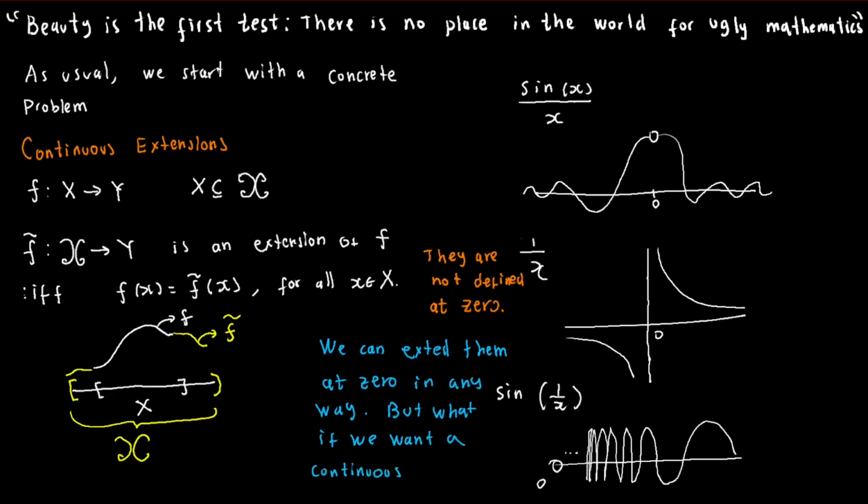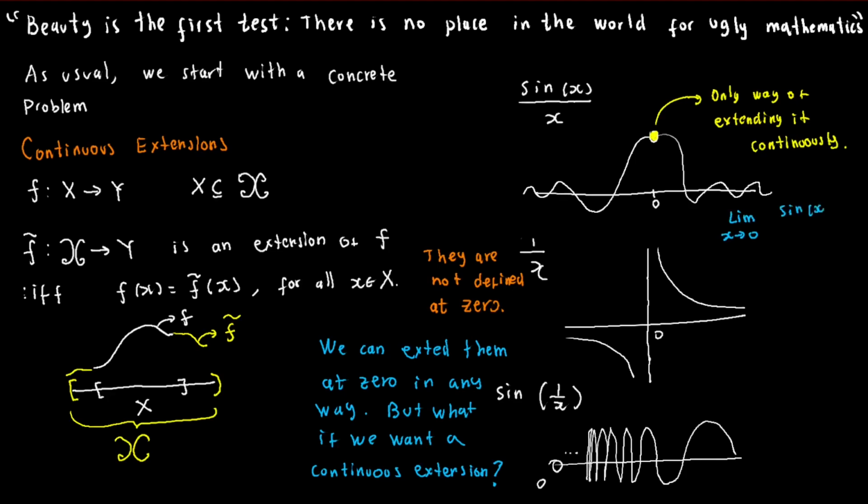Let's find out. We can extend sin x over x by assigning it the value of 1 at 0, and this is the only way to extend the function continuously. The trick is to take the limit of the function as x approaches 0.